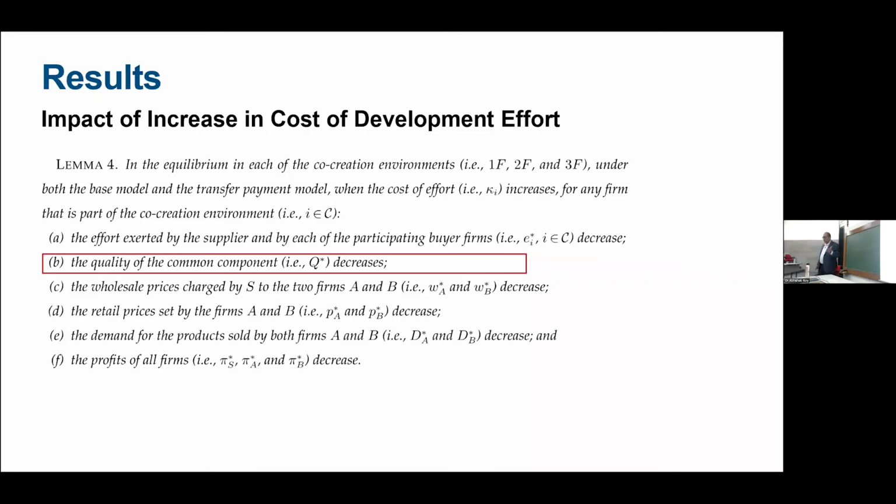What about your cost going up? So if your cost of effort goes up, then obviously you can't put in enough effort. That means if you're part of that co-design process, you don't put in enough effort. If you don't put in enough effort, if you are designing it yourself, your quality is going to go down. If you don't put in enough effort and you're part of the collaboration, you are going to bring your effort down. You are going to demotivate.